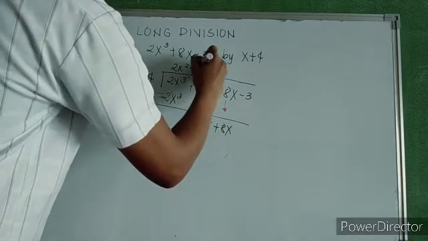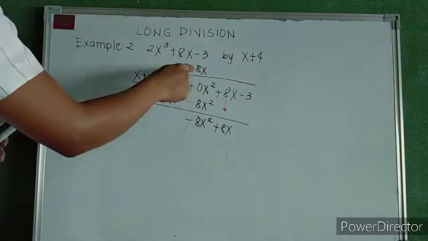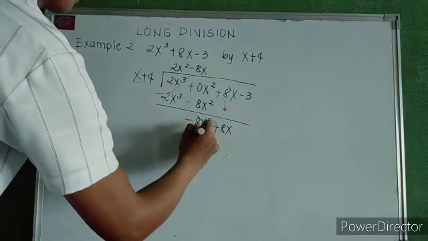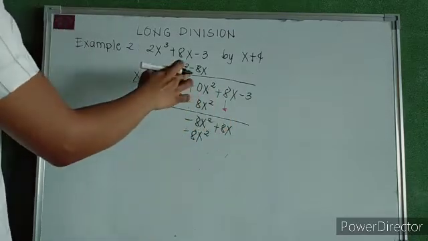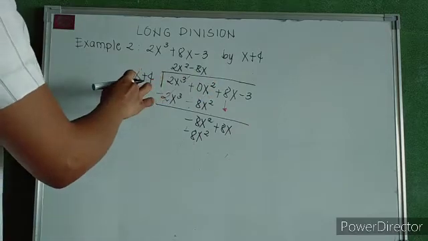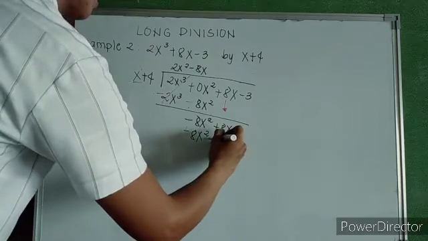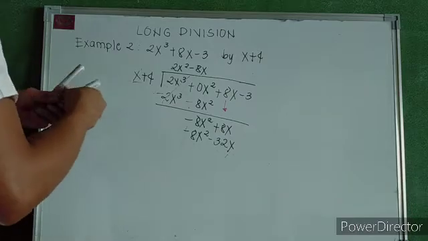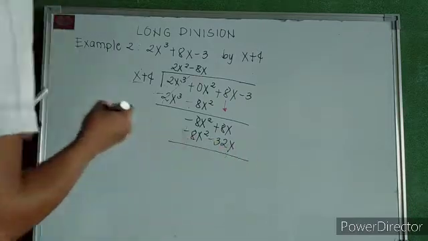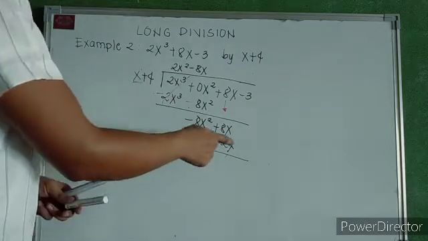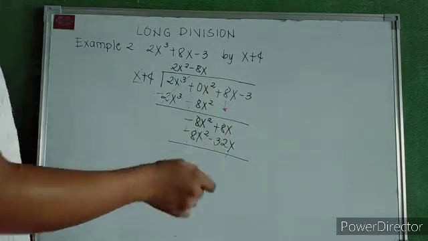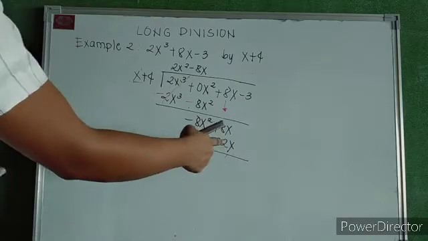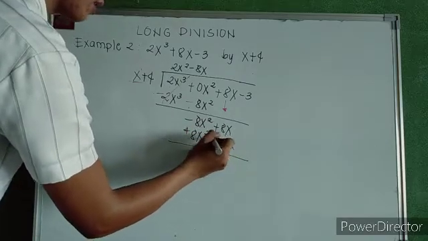Minus 8x. So we'll do the same process again. Negative 8x times x is equal to negative 8x squared. And then our negative 8x times 4 is equal to negative 32x. Now let's subtract. Again, the idea is we need to change the signs to their opposite. From negative 8x squared, we get positive 8x squared. And from negative 32x, we get positive 32x.